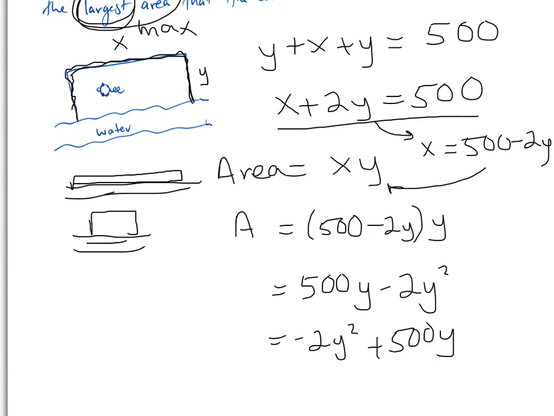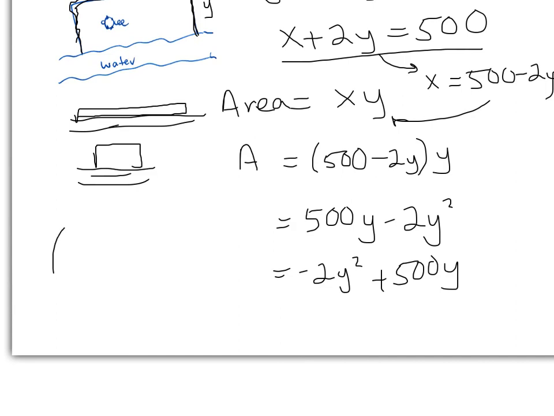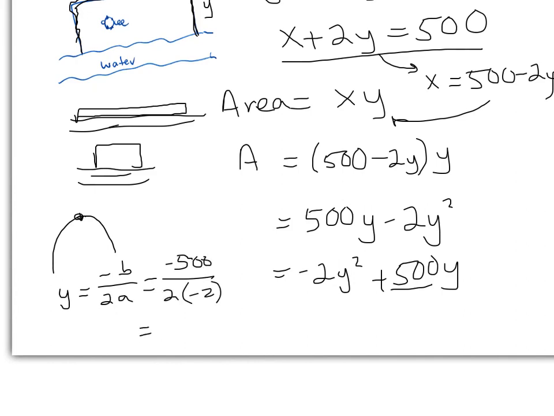Its graph is going to be a parabola, and because a is negative 2, it's a parabola that opens downwards, and opening downwards means it will have a largest value at the vertex. The location of that vertex will happen when y, our input, is negative b over 2a. So this becomes negative b, there's b right there in front of the y, so negative 500 over 2 times a, which is negative 2. So we get negative 500 over negative 4, which is, I think that would be 125.